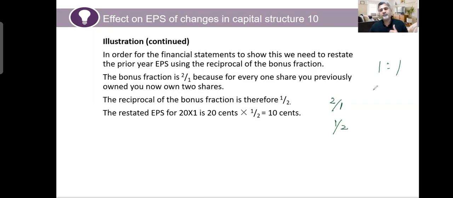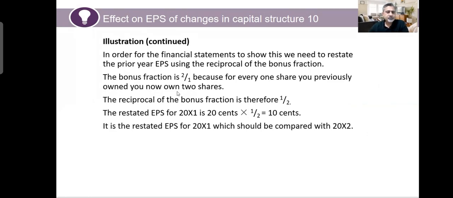If I give 1 to 2, it means that it would be 3 by 1. So last year it would be 1 by 3. Okay, it is restated this way. So 20 cents into 1 by 2, 10 cents.